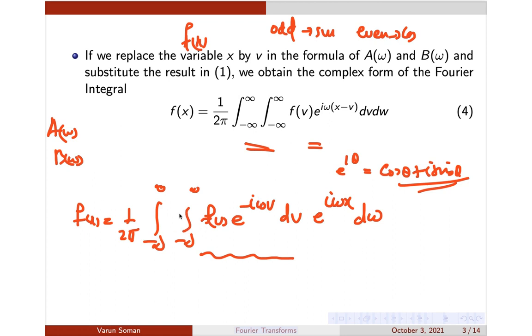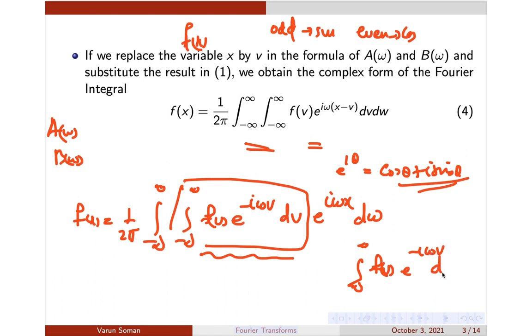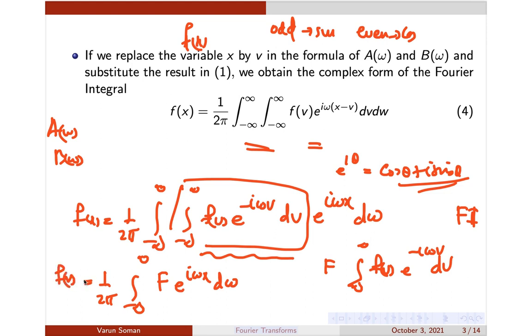Now this quantity, integral minus infinity to infinity f of v into e raised to minus i omega v dv, is called the Fourier transform. And to get back the original function, if I call this capital F, then f is equal to 1 by 2 pi integral minus infinity to infinity capital F into e raised to i omega x d omega. When I substitute this, I'll get back the original function f of x.